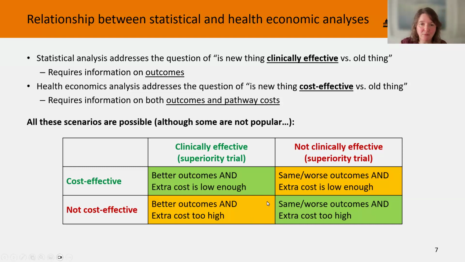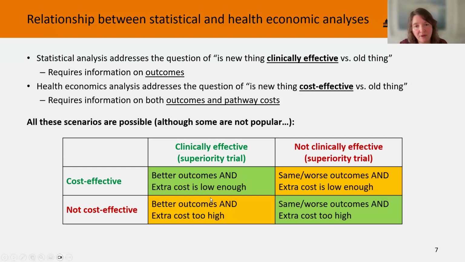You can also have one of these other yellow boxes where maybe we've got the same or worse clinical outcomes, but the extra cost is low enough or negative. I mean, maybe it's cheaper to offer the new thing. And if it's the same outcomes, then there's no downside to offering the new thing, even if it's not better than what's currently out there.